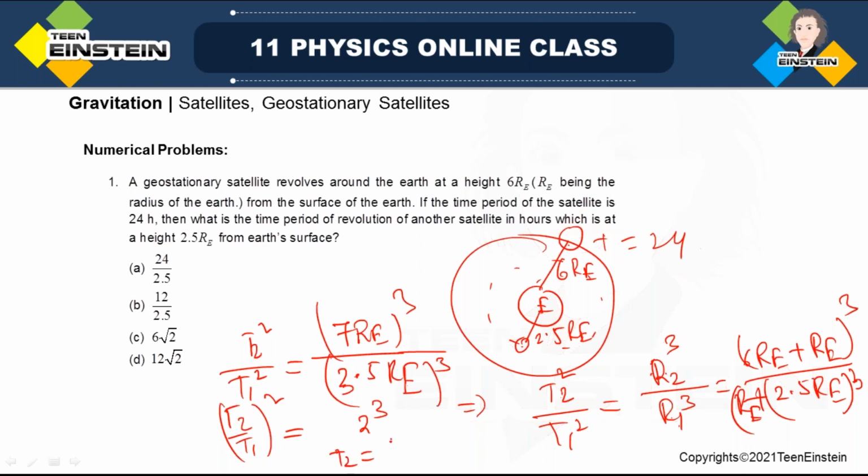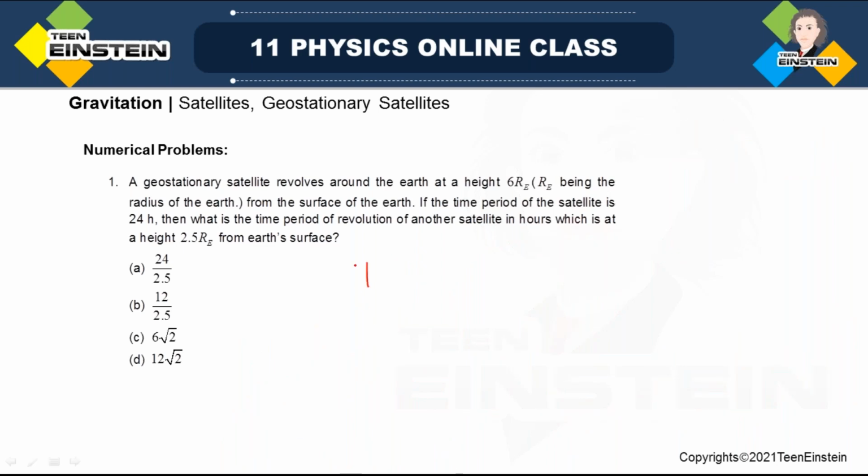T2 will actually be root over of 8 into T1. So root over of 8 means what? Root 8 means 2 root 2. So what is the expression we have got here? T2 is equal to root 8 into T1.